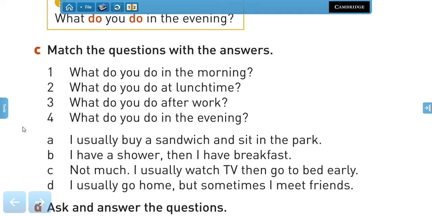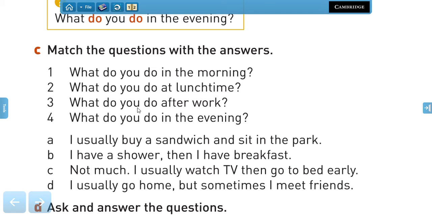Okay, so let's see. Number 1 says, what do you do in the morning? The answer would be, I have a shower, then I have breakfast. Remember that then means after, right? So I have a shower and after that I have breakfast. Very good. Number 2, what do you do at lunchtime? A, I usually buy a sandwich and sit in the park. What do you do after work?